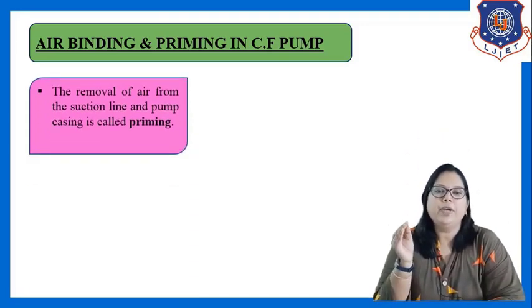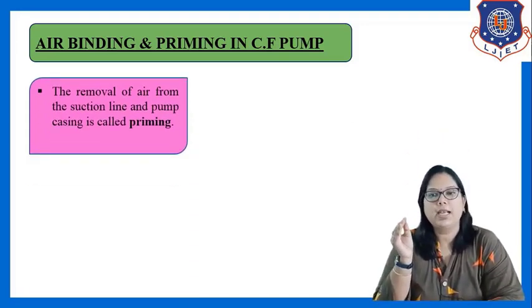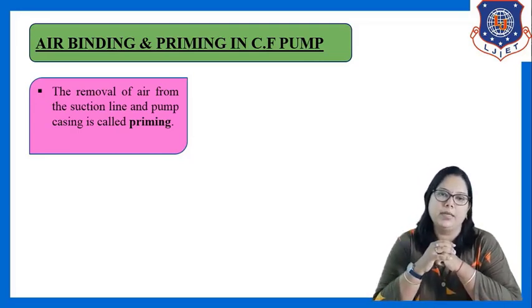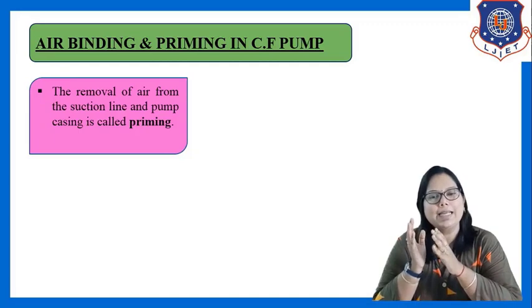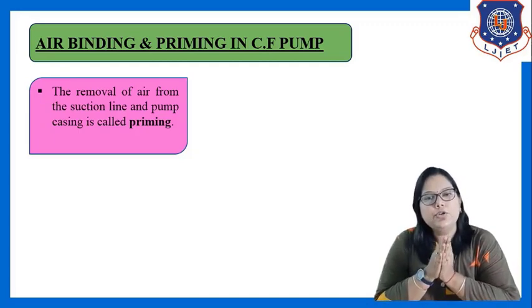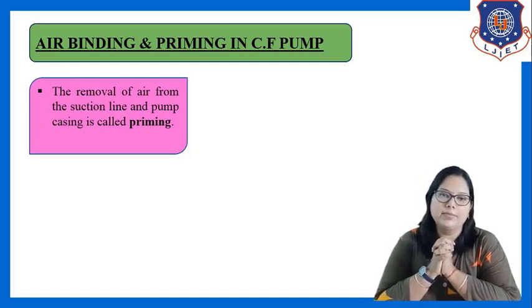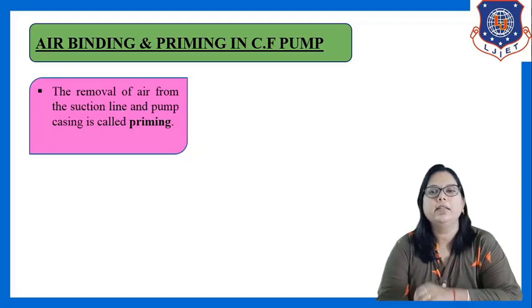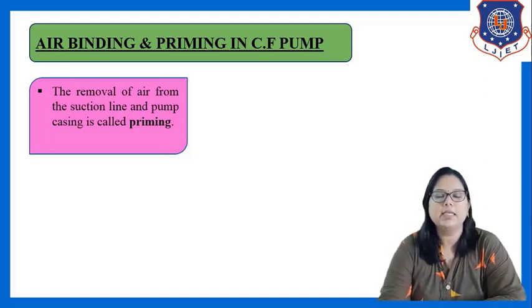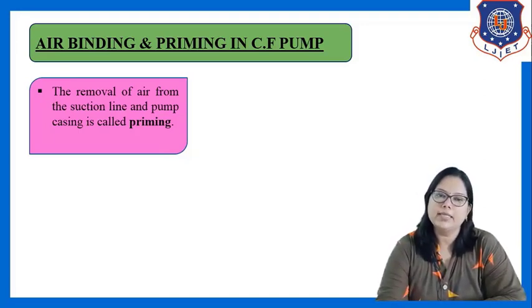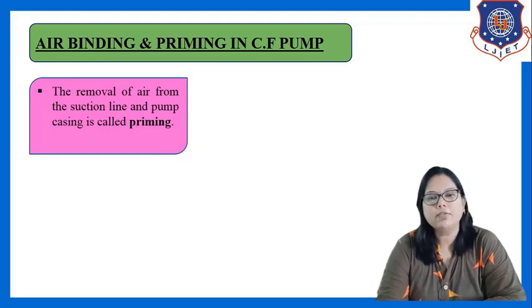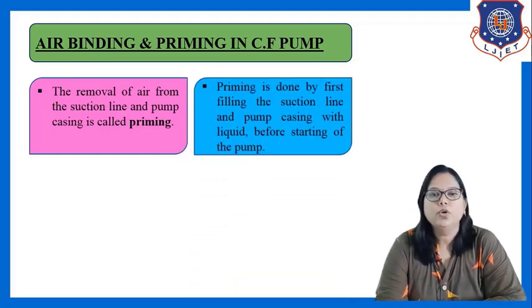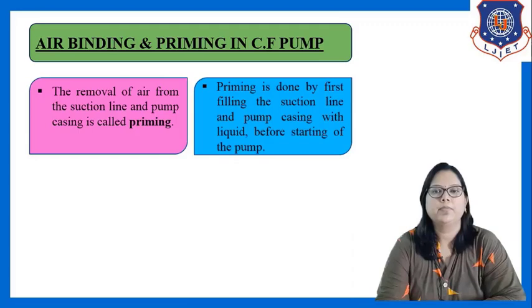The removal of air from the suction line and pump casing is known as priming. Or I can say that priming is a solution of air binding. Right? So removal of air from the suction line and the pump casing is known as priming. Now let us see how we can do the priming in the pump.